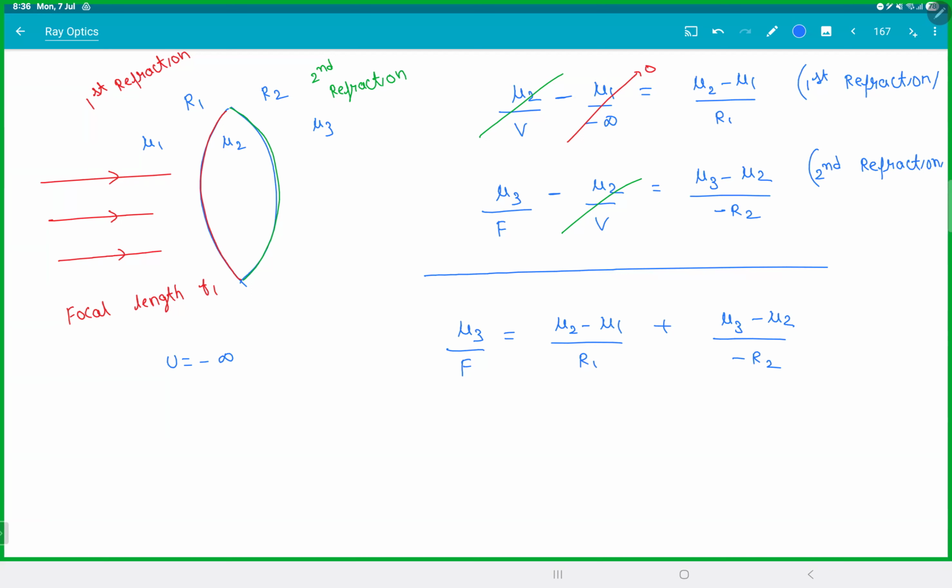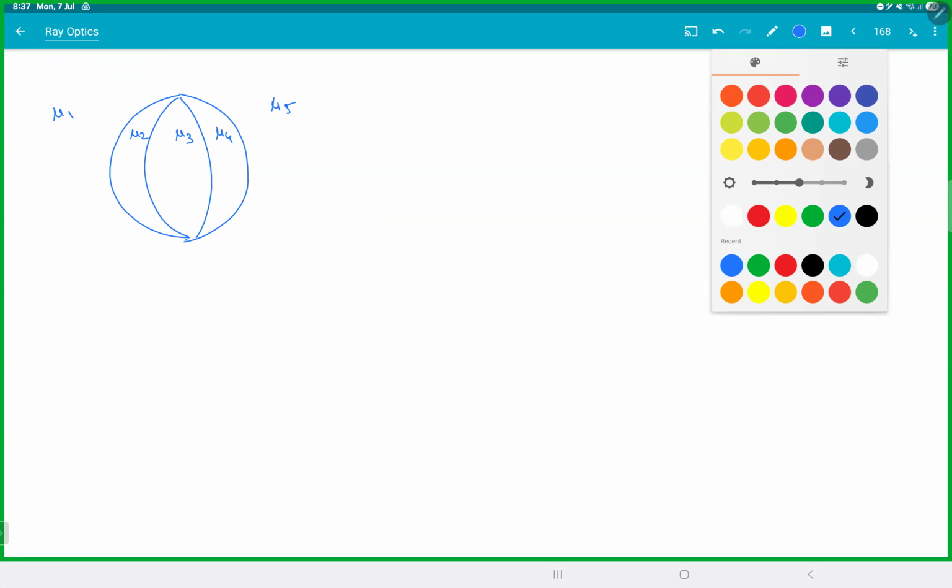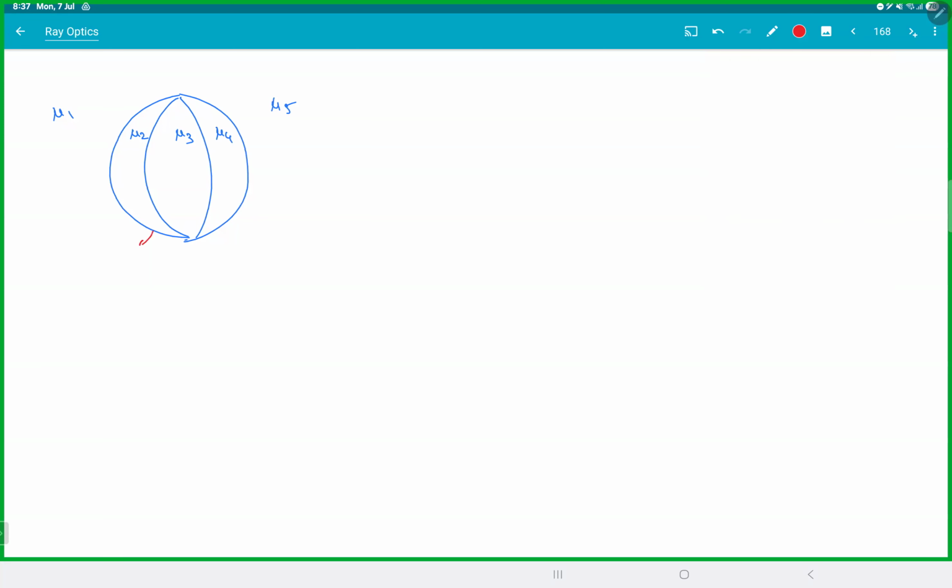Clear with this? Now I can do something even better. Same thing, suppose it was like this: mu1, mu2, mu3, mu4, mu5. Someone made a lens like this, with 5 different mediums. Let the radii of curvature be R1, R2, R3, R4. If you send light rays from here, let this be F1. Light rays from here, let this be F2.